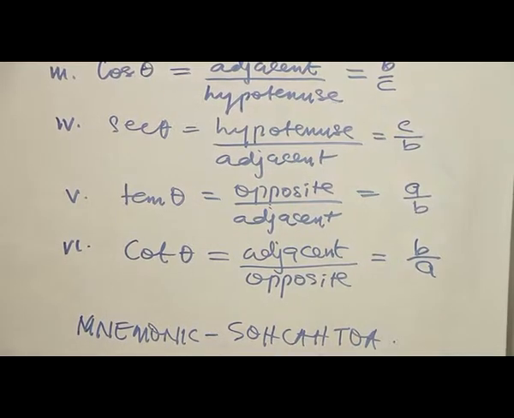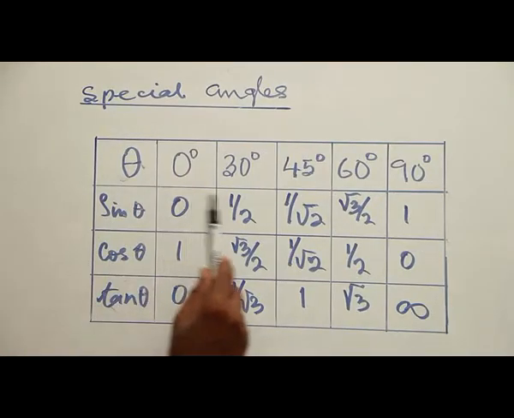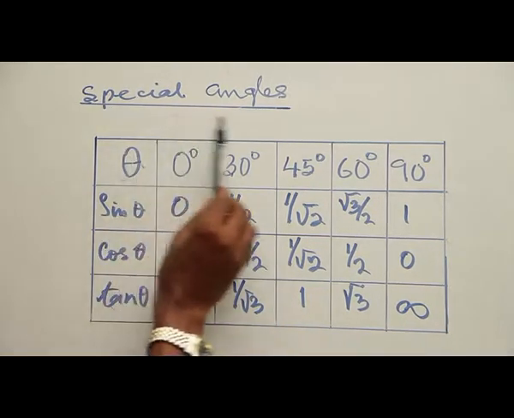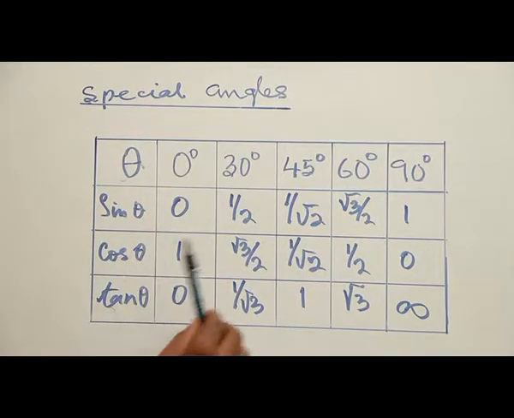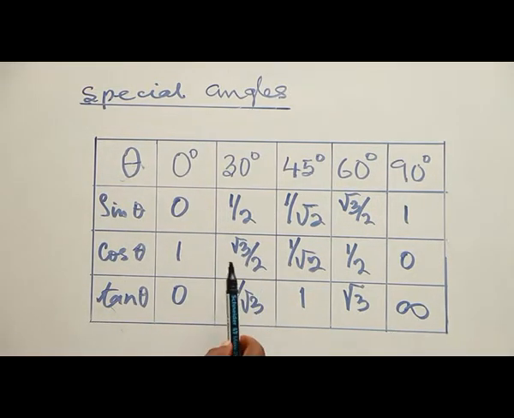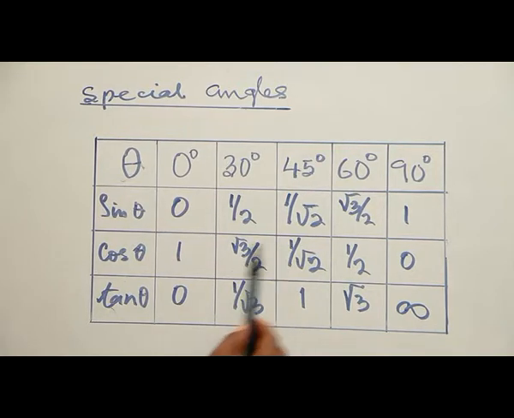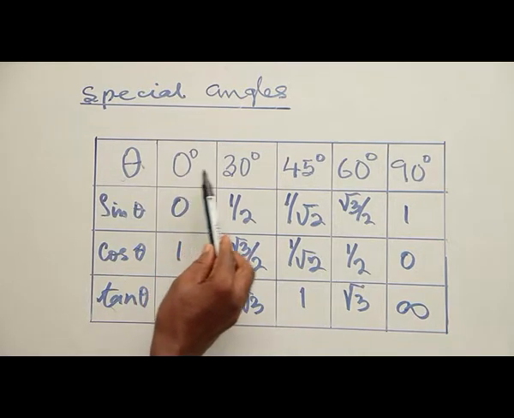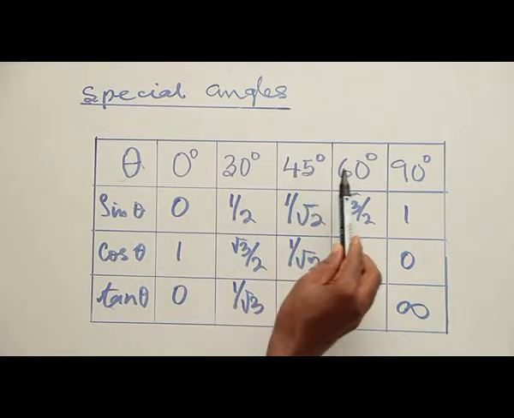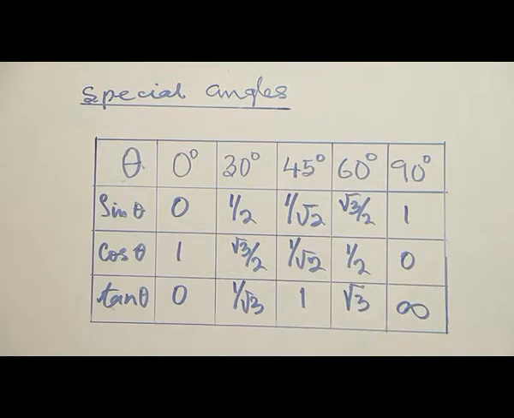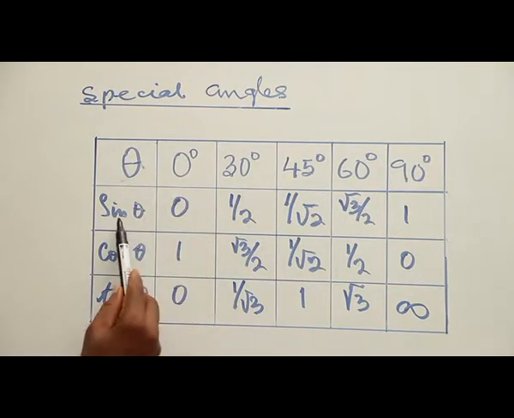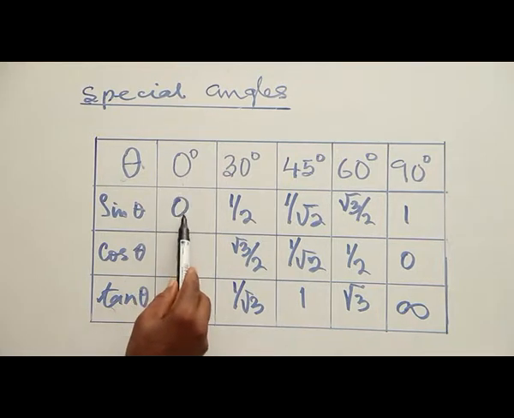One of the tools we are going to use in dealing with problems in trigonometry is the special angles. They are actually also called the surd equivalent of these angles. When we look at angles 0 degrees, 30 degrees, 45 degrees, 60 degrees, and 90 degrees. Sin theta equivalent, where theta is 0 degrees, so sin 0 degrees is 0.